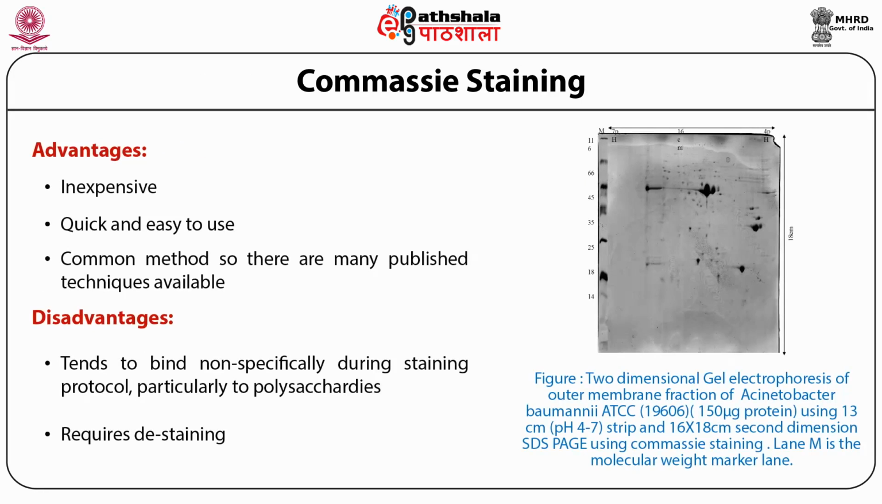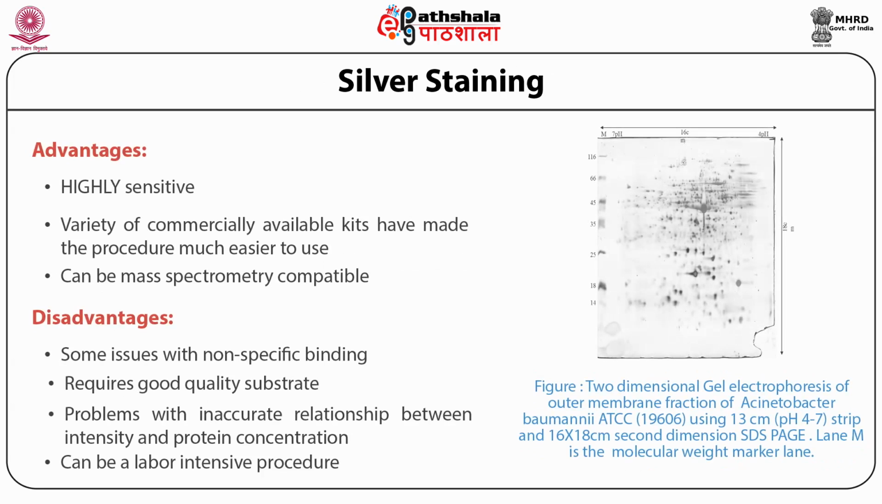After 2D PAGE, proteins can be detected by staining, for which we have silver staining, Coomassie staining, or fluorescent staining. Coomassie staining is one of the widely used stains, which is inexpensive, quick and easy to use. It is one of the common methods, so there are many published techniques available for Coomassie staining. Now there is another staining technique that we call silver staining.